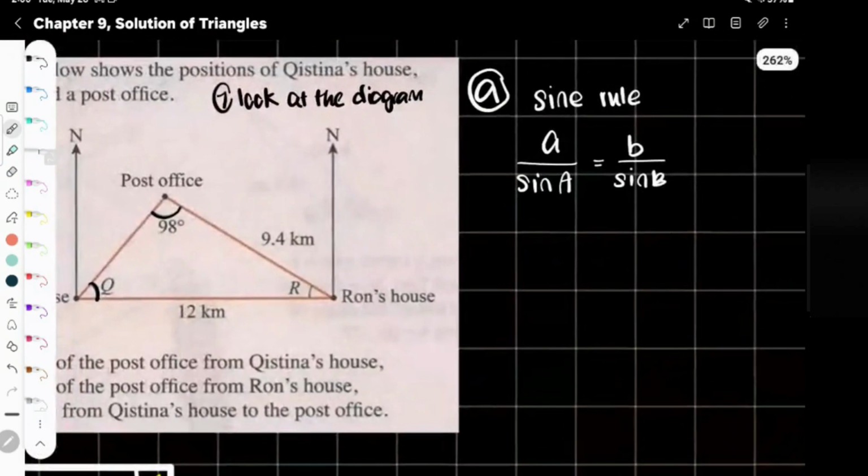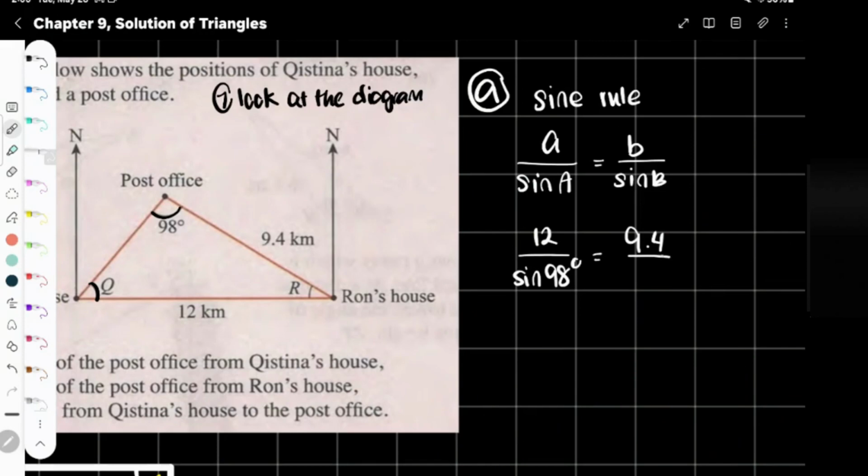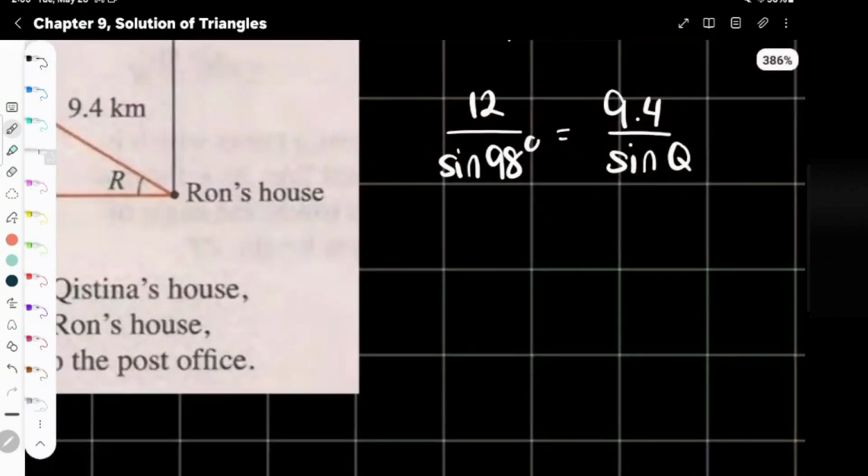So the a will be 12, and then the sine A would be sine 98, equal to the b, which will be 9.4, over sine B. Because we do not know it, let's use sine Q, because we are finding Q. So that is the first step.